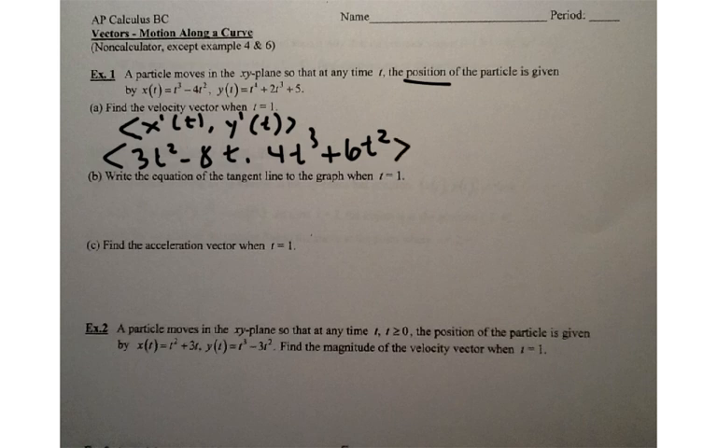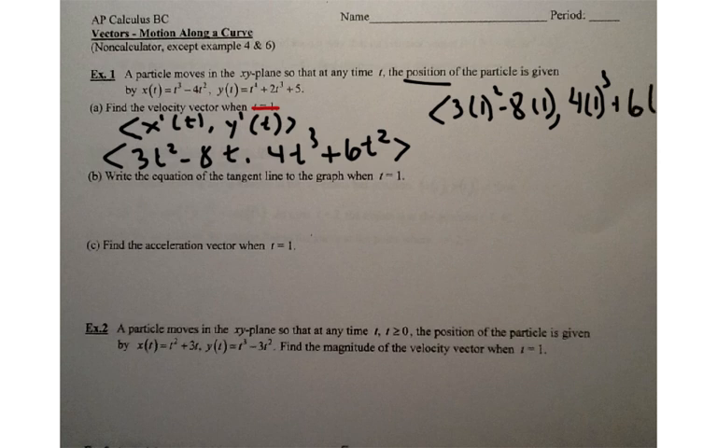Okay, so this is our velocity vector, but then they also give us that they want the time to equal 1. So we have to plug 1's in for our times here. So that's going to be 3 times 1 squared minus 8 times 1, and 4 times 1 cubed plus 6 times 1, which will give us negative 5, 10, which is the solution to 1a.